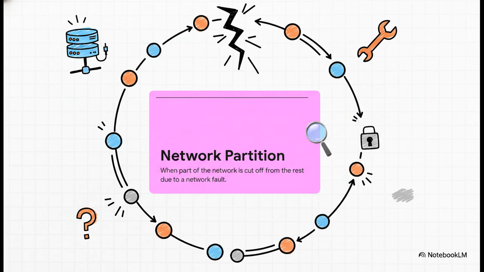And here is the hard truth we all just have to accept. It is completely inevitable. No matter how much incredibly expensive, redundant networking gear you buy, you cannot entirely avoid network partitions. A human operator might just accidentally misconfigure a core router, or a construction crew might sever a critical fiber line miles away. Bottom line, faults are going to happen.